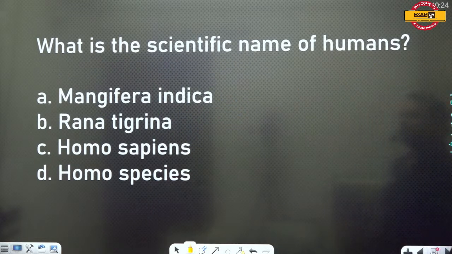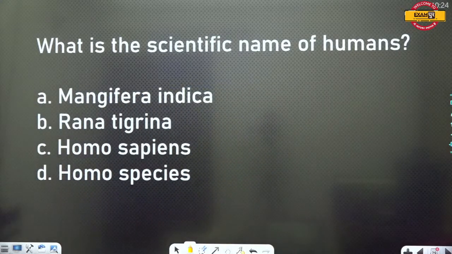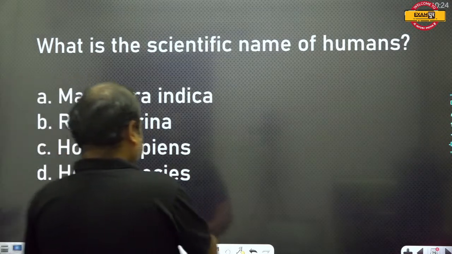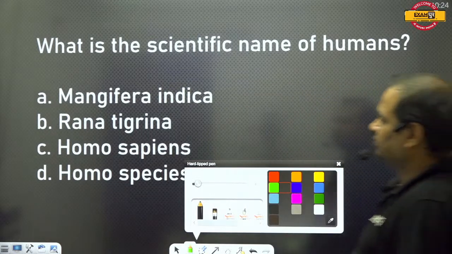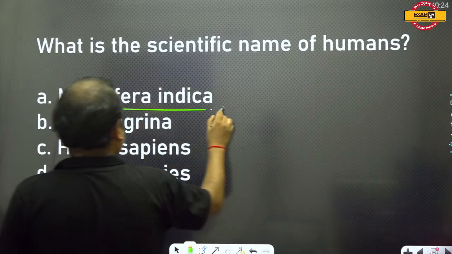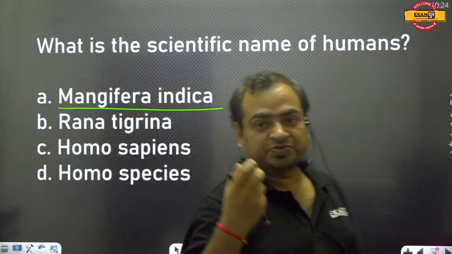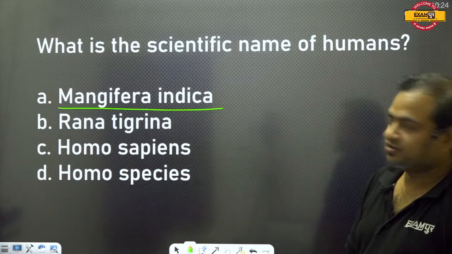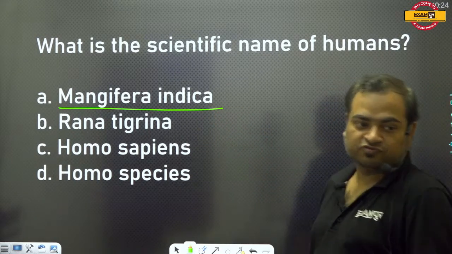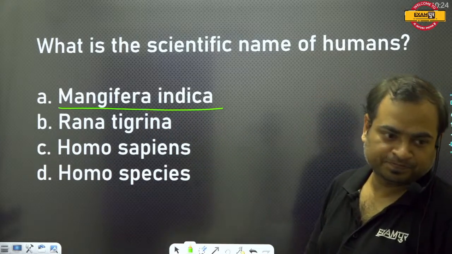Now, what is the scientific name of humans? Tell me. Scientific name of humans. Mangifera indica. Please tell me which species has the scientific name Mangifera indica. Please tell me the species name.